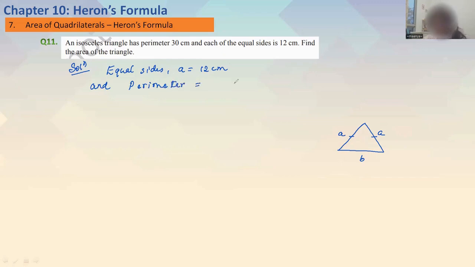A plus A plus B equals 30 centimeter, which means A plus A plus B, because we have a couple of sides the same, equal in length. So easily we can figure out: 12 plus 12 plus B equals 30, so B is going to be 30 minus 24, which equals 6 centimeters.